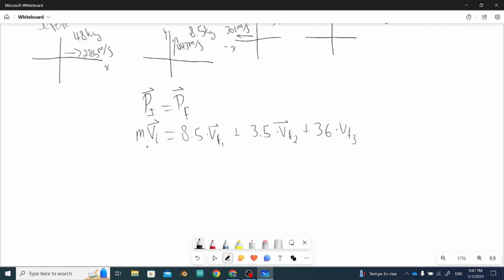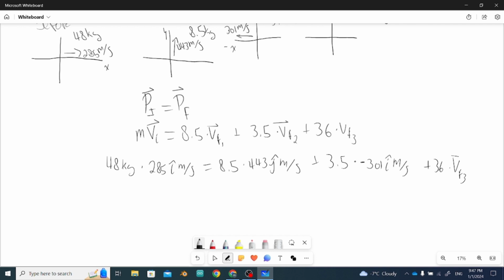And so now we can start replacing. That would be 48 kilos times, and I'm going to use unit vectors here, so that would be 285 i meters per second. It's going to be equal to 8.5 times 443 j meters per second, plus 3.5 times negative 301 i meters per second, plus 36, and then we're just going to keep this one at VF3. So, scroll down.